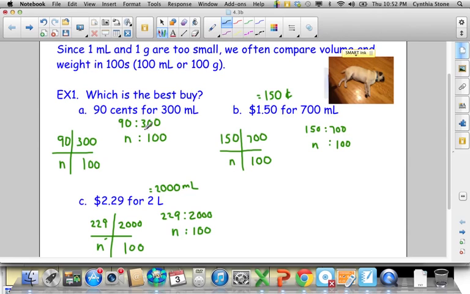We've set these up before, and you look at it as a ratio. So 90 to 300 is what per 100 mils? 90 to 300 is N to 100. We're going to put this in terms of 100 so that we can compare. Same thing here: $1.50, which is 150 cents. We want everything in the same measures, otherwise it's not going to work. Because this is 90 cents, I put this into cents. So 150 cents to 700 is what to 100.